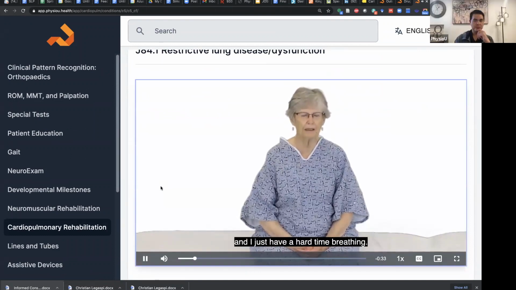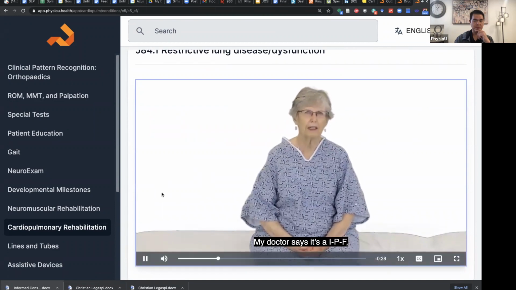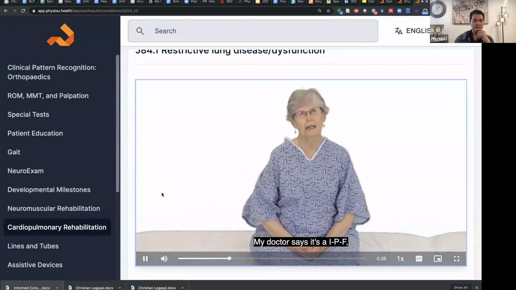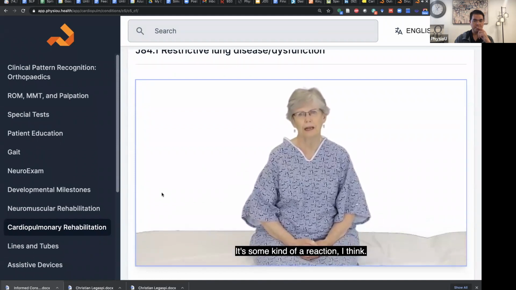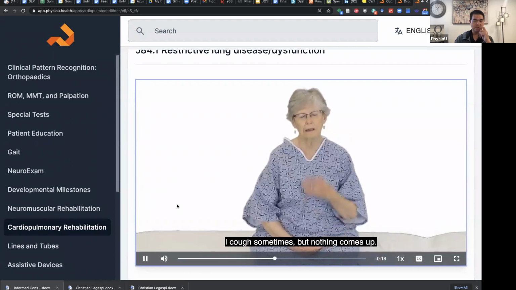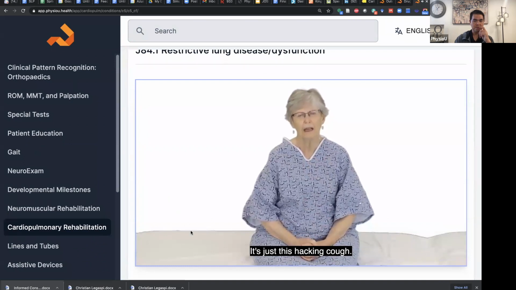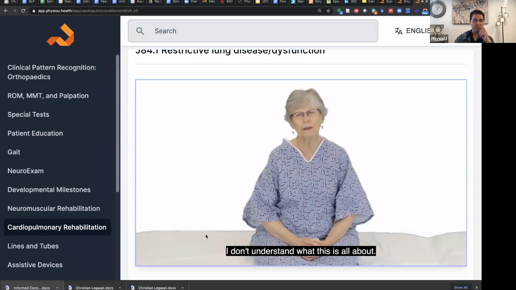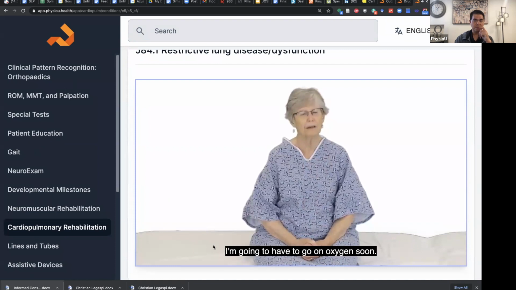All the time, and I just have a hard time breathing. My doctor says it's IPF, whatever that is. It's some kind of a reaction, I think. I cough sometimes, but nothing comes up. It's just this dry cough. And I grew up on a farm. I don't understand what this is all about. But I'm going to have to go on oxygen soon. I just know it.